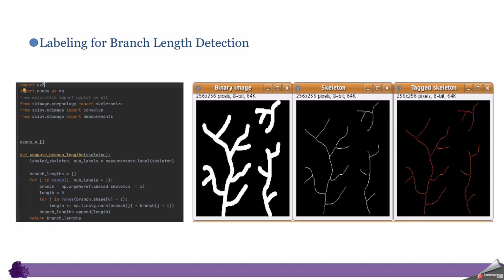The compute branch length function uses measurements.label to label the individual connected components in the binary skeleton image. In this context, a connected component can be considered as a branch of the cell. Each branch in the image is given a unique integer label and the total number of labels is stored.